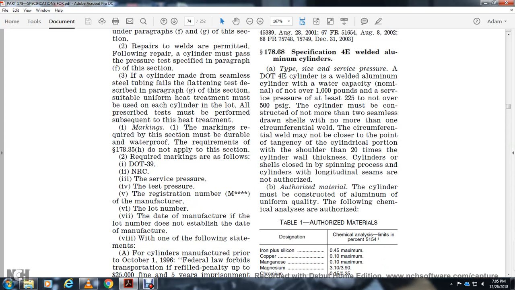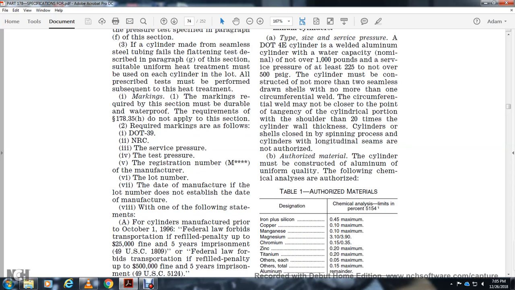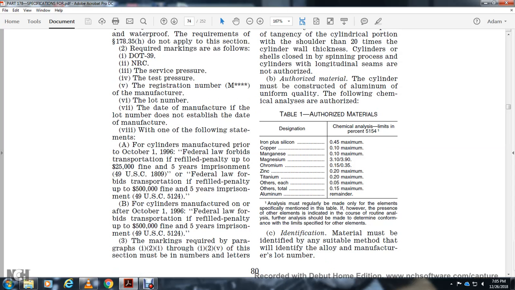For cylinders manufactured prior to October 1st, 1996: federal law forbids transportation if refilled, penalty up to $25,000 fine or 5-year imprisonment. Federal law forbids transportation if refilled, penalty of up to $500,000 fine or 5-year imprisonment. For cylinders manufactured on October 1st, 1996: federal law forbids transportation if refilled, penalty up to $500,000 fine, 5 years imprisonment.